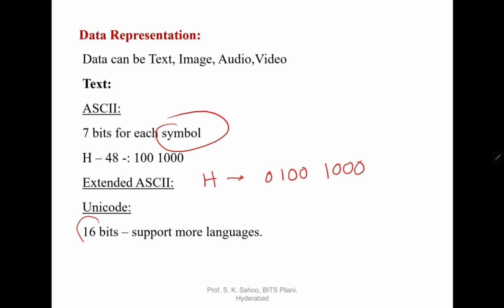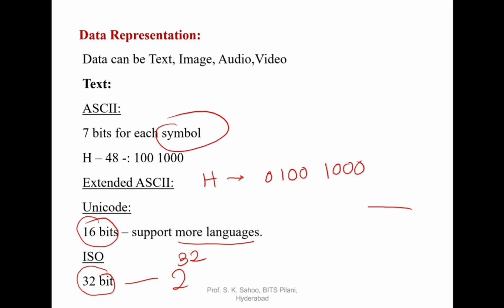Unicode has 16 bits. So this supports more languages. It cannot support all the languages in the world. So to support all the languages, another code is used which is called the ISO, which uses 32 bits. So with 32 bits, we can have 2 to the power 32 number of symbols. With 2 to the power 32 number of symbols, we can support all the languages in the world. Whatever symbols they are using, all can be addressed with ISO.